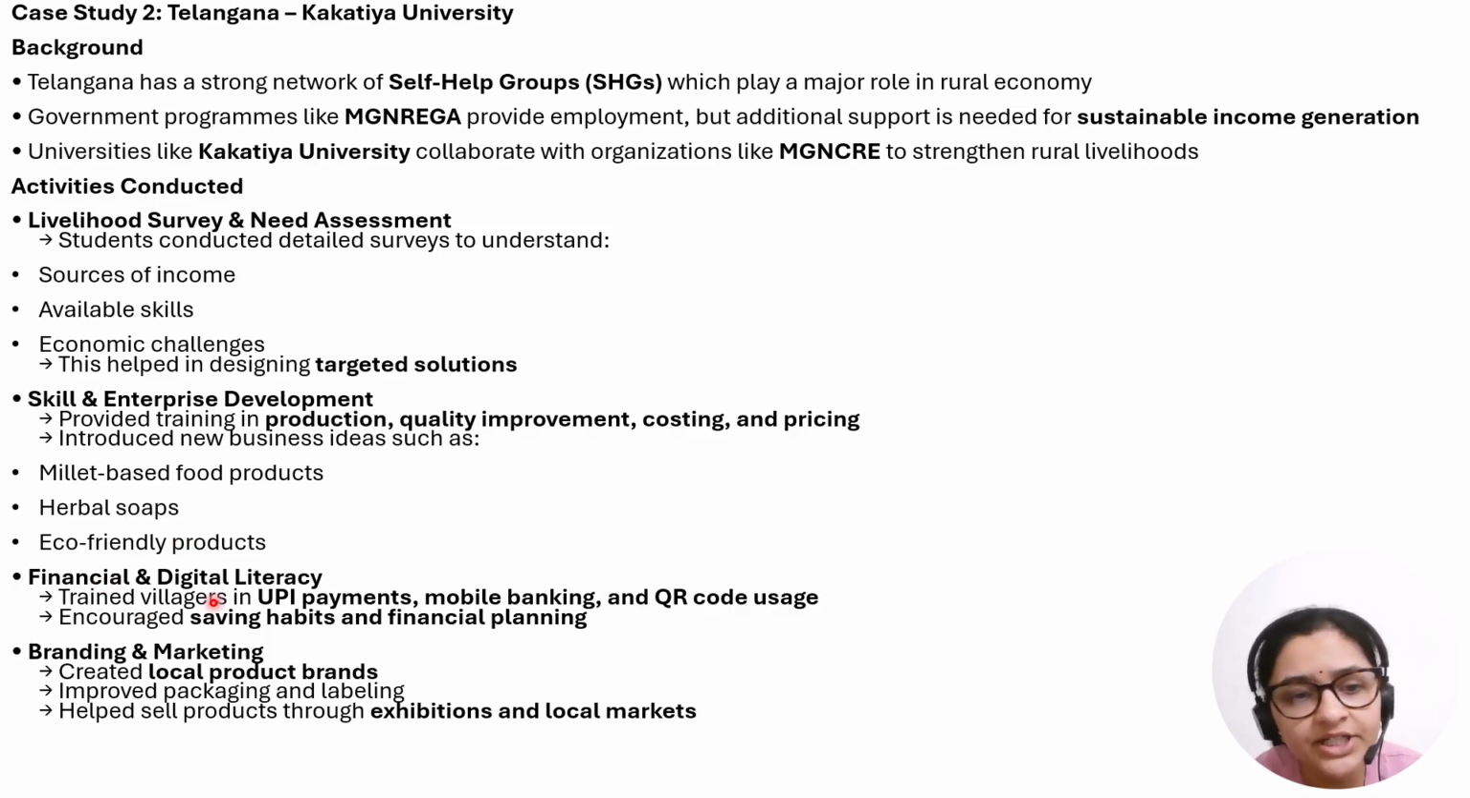Then financial and digital literacy. So they trained villagers in UPI payments, that is Phone Pay, Google Pay, mobile banking, and QR code usage. Encouraged saving habits and financial planning. The students educated the villagers regarding how to save money and how to do financial planning. Branding and marketing. They created local product brands. They improved packaging and labeling and helped sell products through exhibitions and local markets.